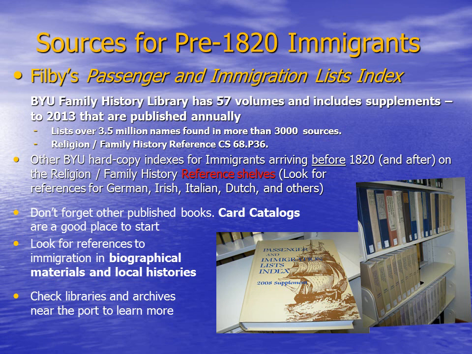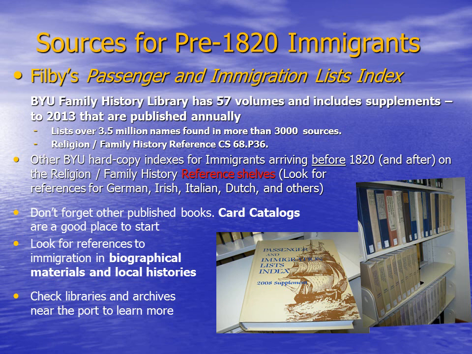That's why Filby's Passenger and Immigration Lists Index, covering the years from 1500 to 1900, proves such an invaluable resource. Thousands of different records have been used to compile this index, everything from original passenger lists to personal diaries. BYU Library has 57 volumes of Filby's. A supplement is added yearly. We have the yearly supplements up to 2013.